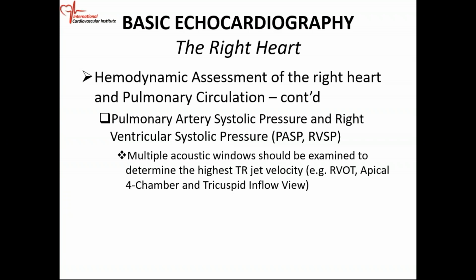So, multiple windows. You can get TR from your short axis view at the level of the aorta. You can get it in the right ventricular inflow view. You can get it in the four chamber view. You can even get it in the subcostal view. So you want multiple windows, and you want to use the highest TR velocity.